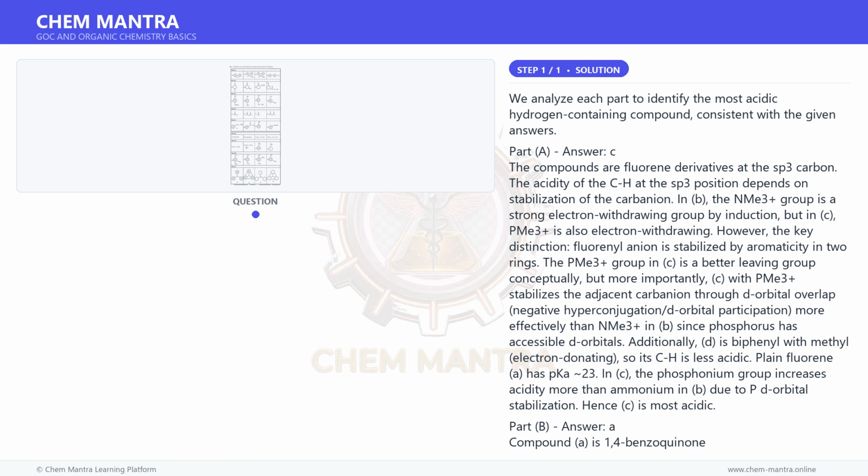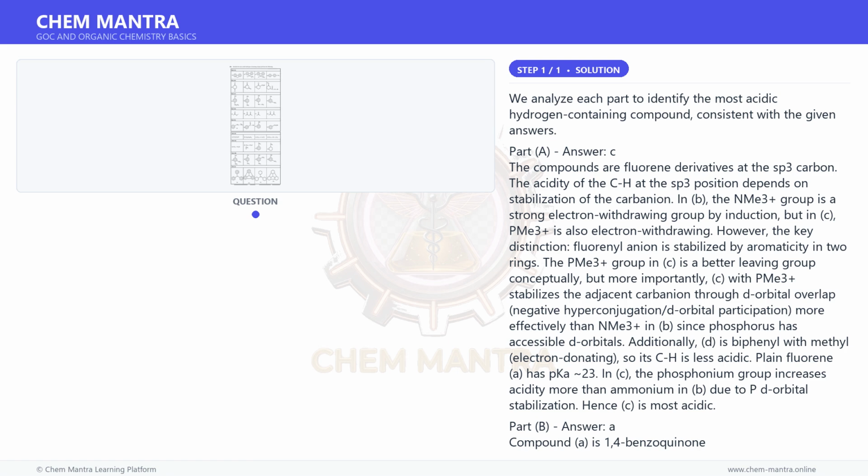Part E. Answer B. Compound A, PhCH2NH3+, benzylammonium, pKa of conjugate acid about 9.3. So this is the acid. B. PhCOOH, benzoic acid, pKa about 4.2. C. PhOH, phenol, pKa about 10. D. PhCH2OH, benzyl alcohol, pKa about 15. Benzoic acid, B, is most acidic with pKa about 4.2.